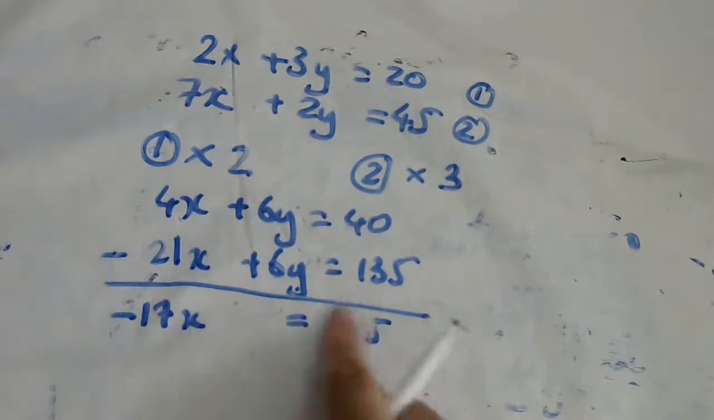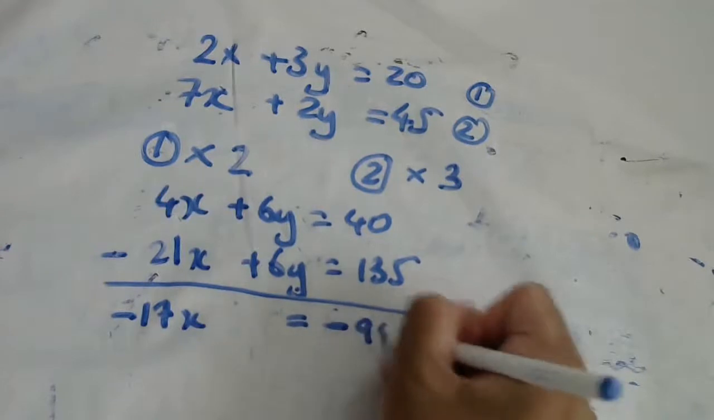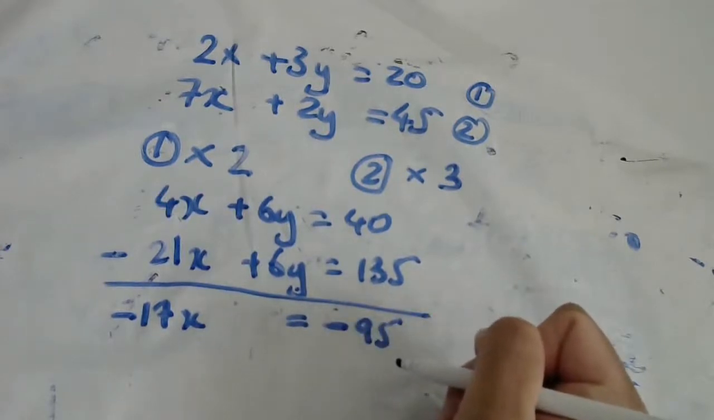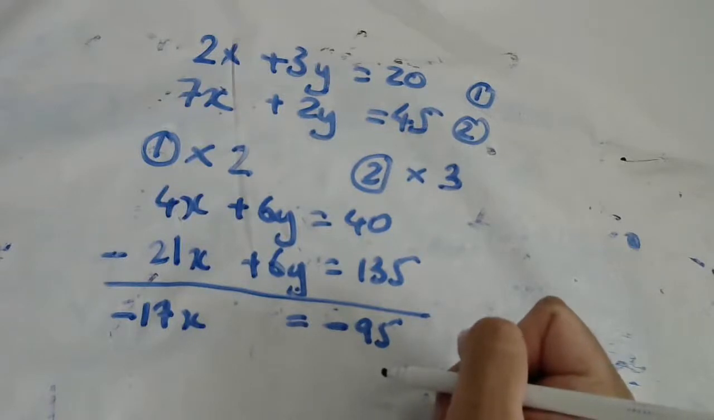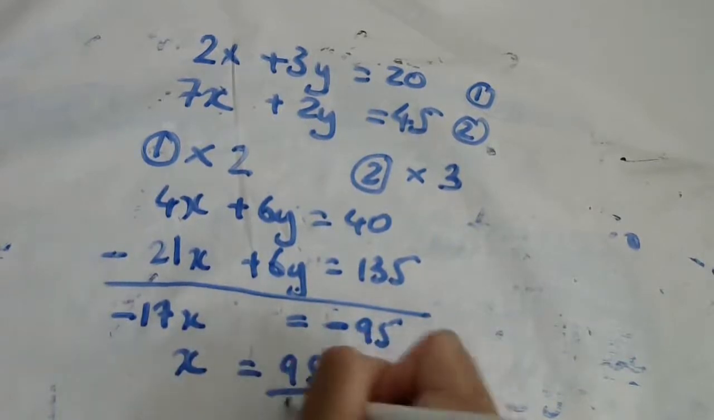Sorry, that's a lie. It's not 175 at all. It's subtraction, isn't it? Minus 95. Now, does that work? No. 17 times 5, 50. No, it's 85. Damn it, close. x equals 95 over 17. All right?